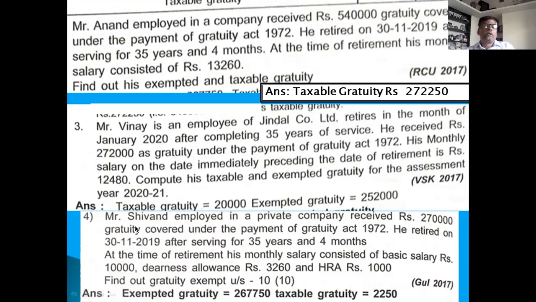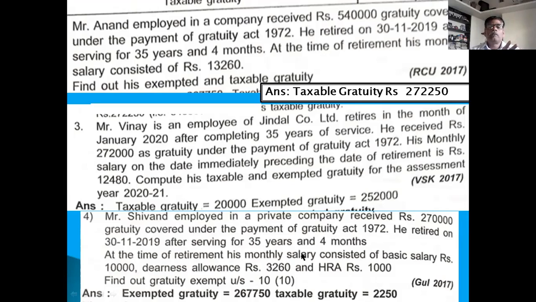And fourth example is Mr. Shivanand, employed in a private company, received 2,70,000 gratuity covered under Gratuity Act 1972. He retired on 30th November 2019 after serving 35 years, 4 months. So you have to take 35 years only.